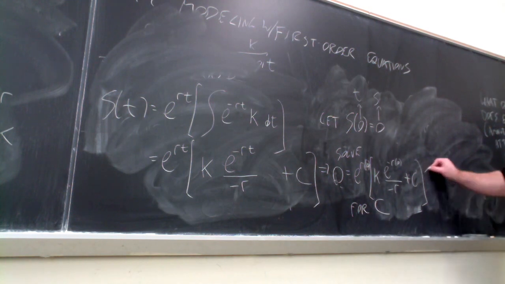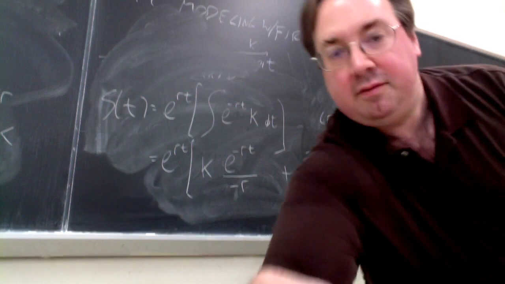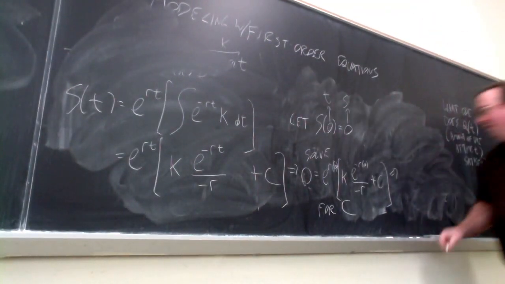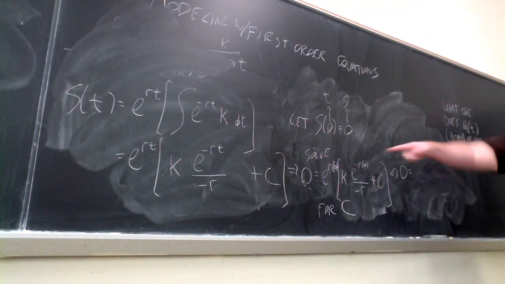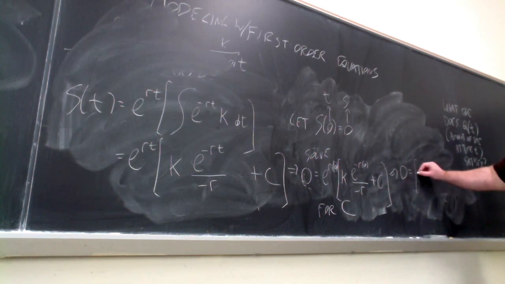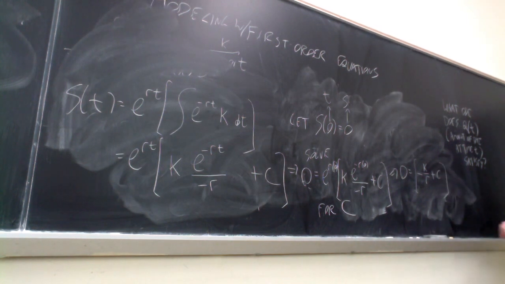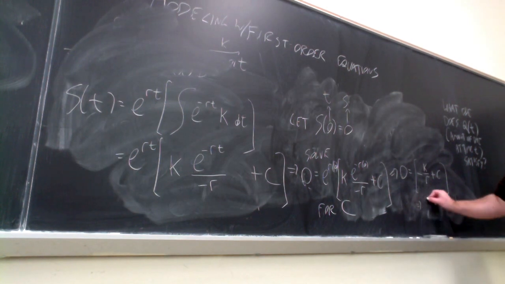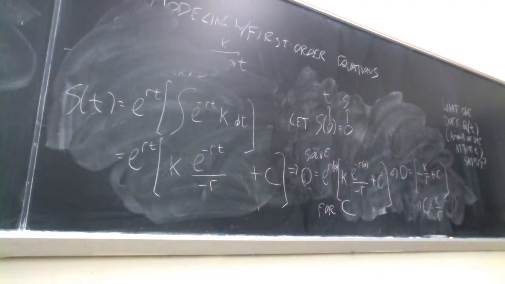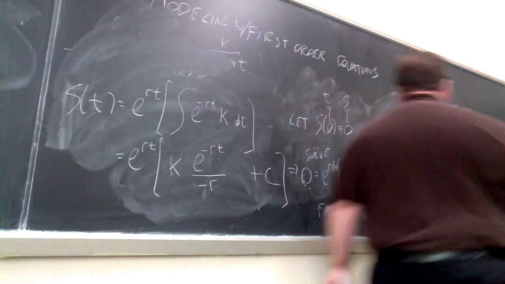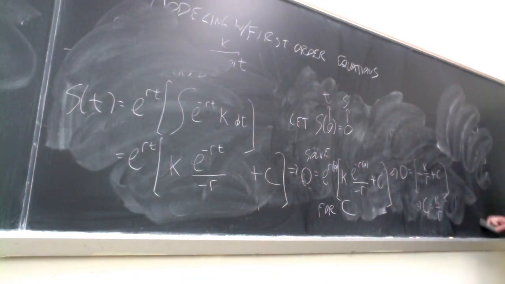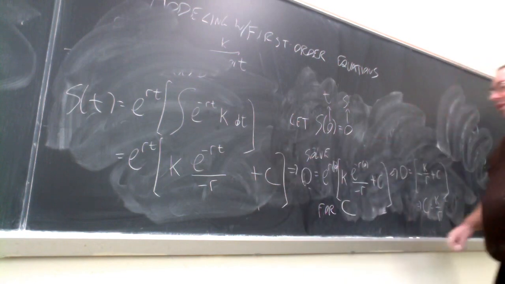This can be simplified a little bit. I'm just using my last minute. So we need to solve 0 is equal to plus 1, and we have minus k over r plus c. So that gives away the value of c. c is k over r. So now I can put that into my solution formula over here.